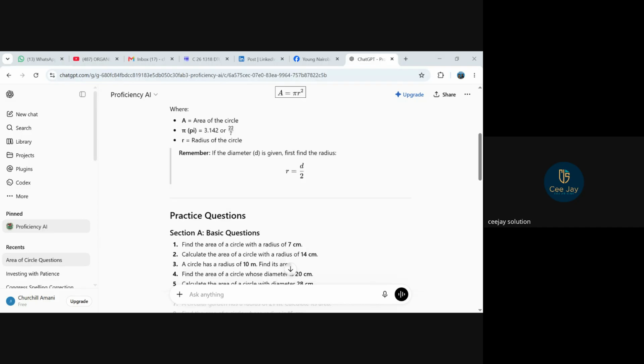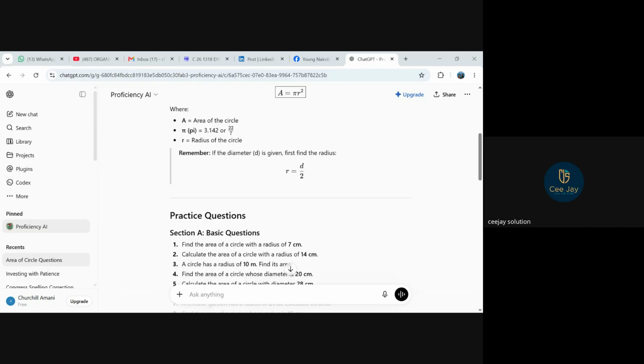Some people may decide to use 3.142, but to me, I choose 22/7. If you have not been given pi, use any pi. But mostly in questions like these you are given pi. They say use pi to be 22/7 or use pi to be 3.14.